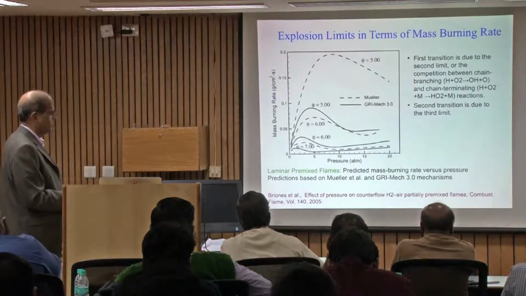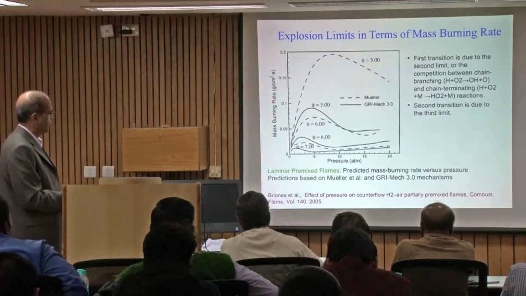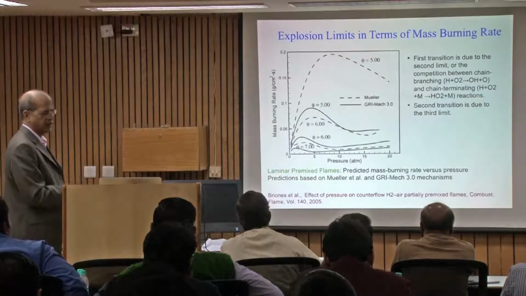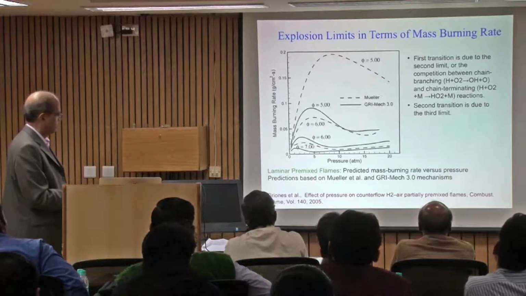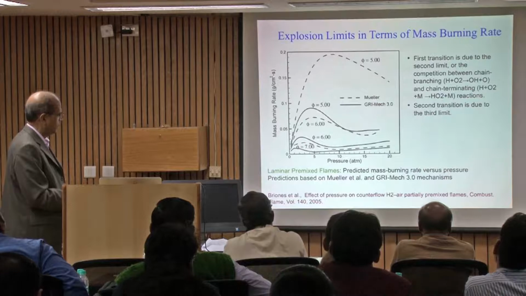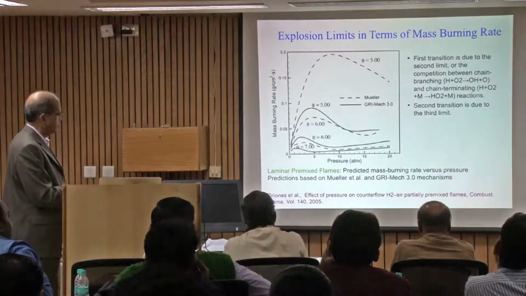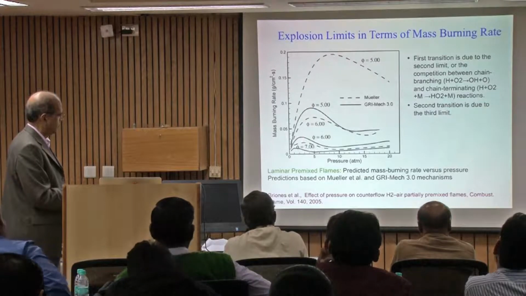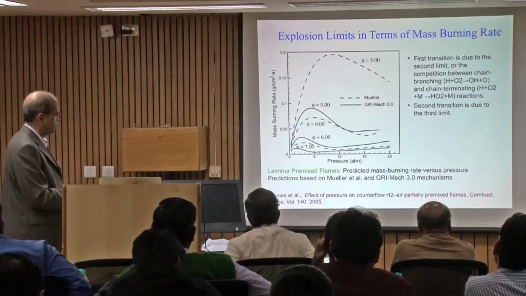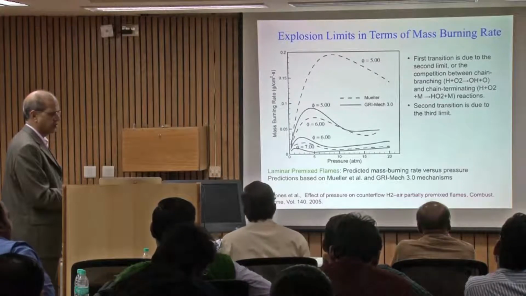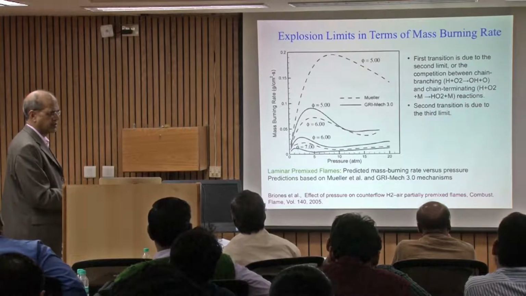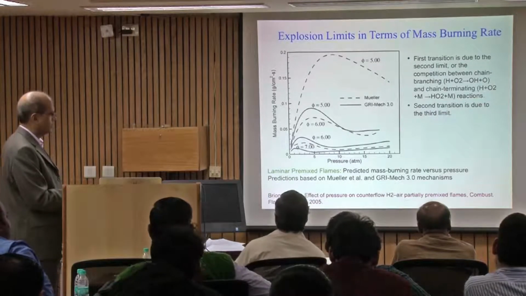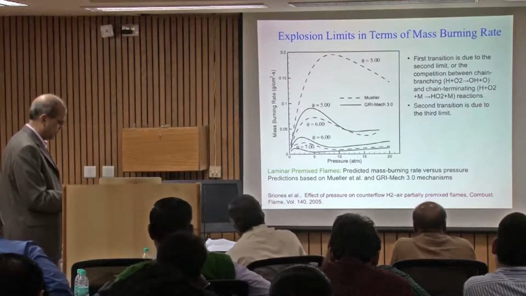Now we wanted to see the effect of temperature. One way to see the effect is to change the equivalence ratio, because then the flame temperature decreases. Then you see this phenomenon at different pressures. So here is at this pressure. When the equivalence ratio is higher, the temperature is lower, and then you see a lower pressure transition. So this is a complete, direct reflection of that phenomenon.